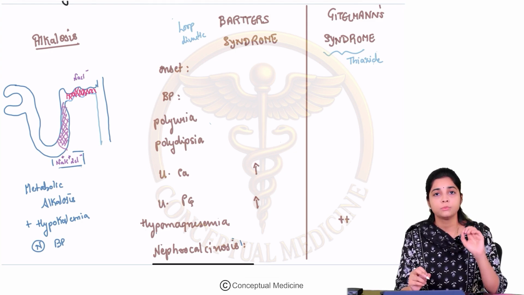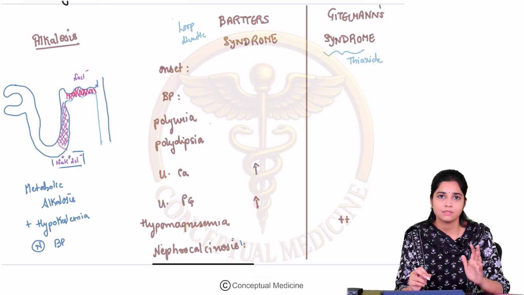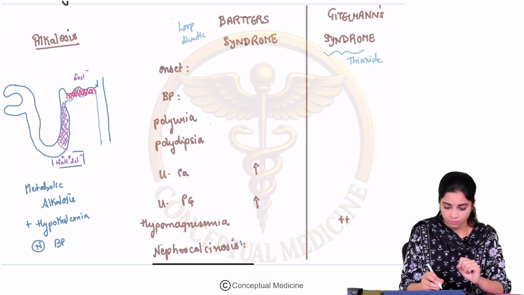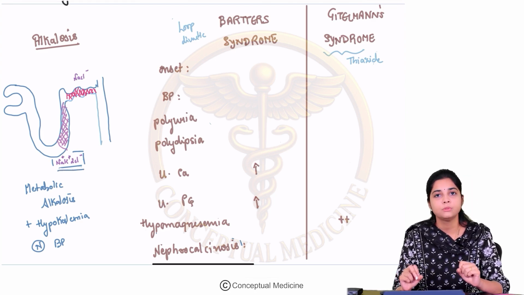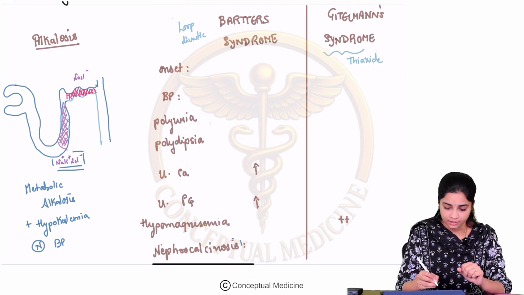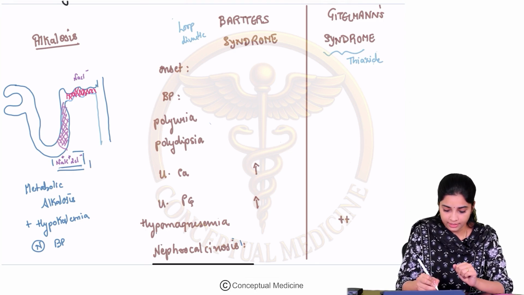Okay, so which channel is affected? This is a genetic defect, right? So which channel is affected? So there are two channels. One is your sodium potassium 2 chloride channel, which is there in your loop of Henle. So which syndrome is that? This is your Bartter syndrome.